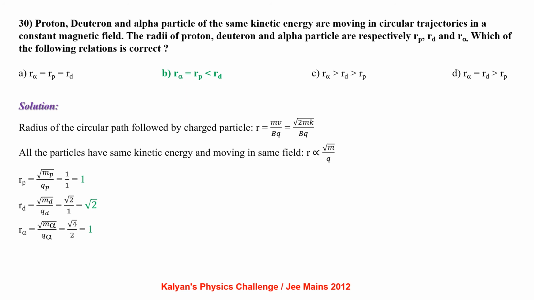So we have R is proportional to root m by q. So R proton is root of mass of proton by charge on proton, which is 1. Similarly for other particles we have R deuteron equal to root 2 and R alpha particle is 1. So the correct option is B.